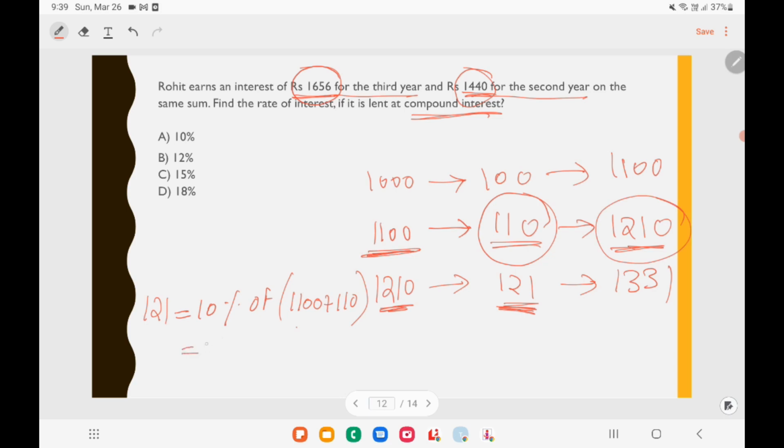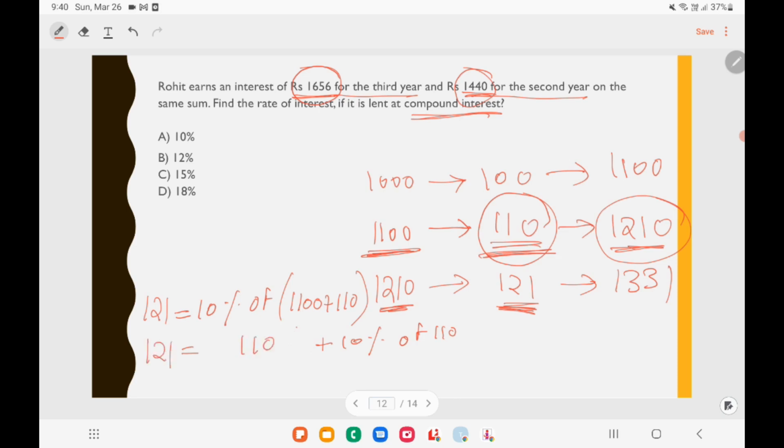So I am writing like this. Now I can write it as 10% of 1,100 plus 10% of 110. Okay, I am just splitting and writing it like this. Actually, you don't need to understand all these things. I am telling you all these things because you need to understand how this came. Okay, so I am trying to teach you the concept. Actually, you don't need all these things for solving the question. Actually, 10% of 1,100 is 110. It is the interest in the second year, right?